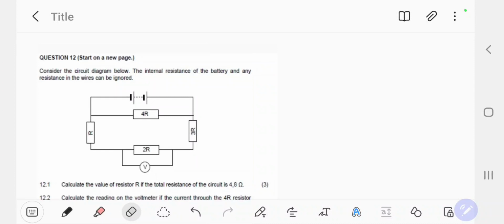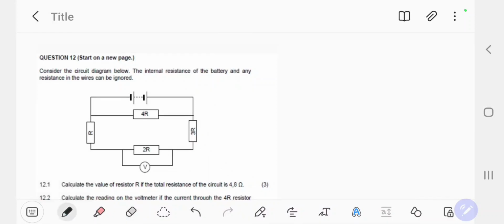So the question says, consider the circuit diagram below. The internal resistance of the battery and any resistance in the wires can be ignored. So they're talking about ignoring the internal resistance of the battery and any other resistance in the wires. We can ignore those. So you need to be careful of that information, guys.